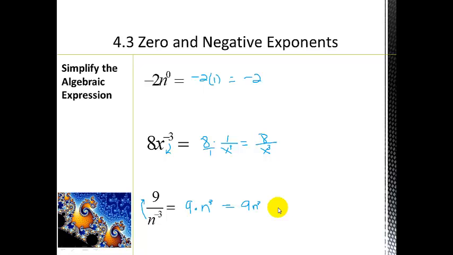All right, so again, come back and look at these examples. See how we changed the exponents to make them positive, and I think you're going to do great.